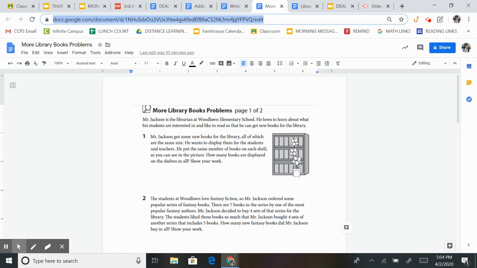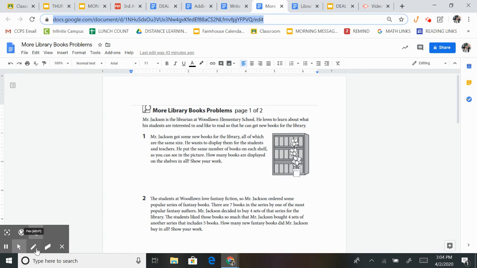Mr. Jackson, the same librarian as before in our first activity. Mr. Jackson is a librarian at Woodlawn Elementary School. He loves to learn about what his students are interested in and like to read so that he can get new books for the library. Number 1 says that Mr. Jackson got some new books for the library, all of which are the same size. He wants to display them for the students and teachers. He put the same number of books on each shelf as you can see in the picture. How many books are displayed on the shelves in all?